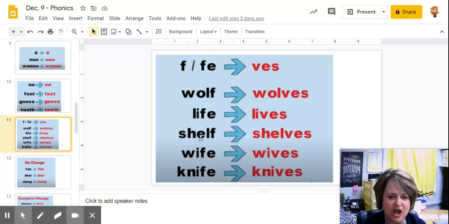So it's one shelf, but there are several shelves. It'll be the same for elf and elves, right? Okay, so wife has FE, still the F sound. So that was the wife, but the wives are there, okay?